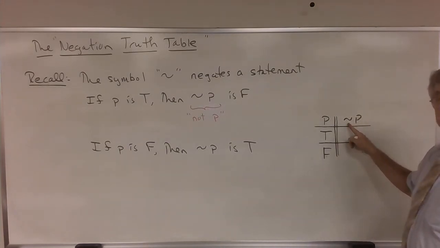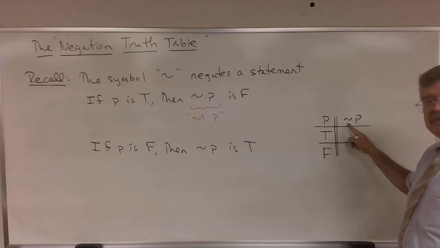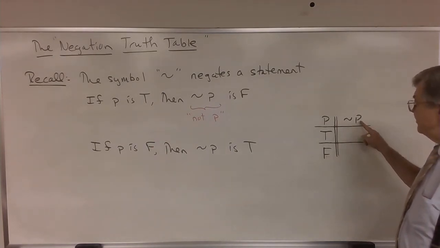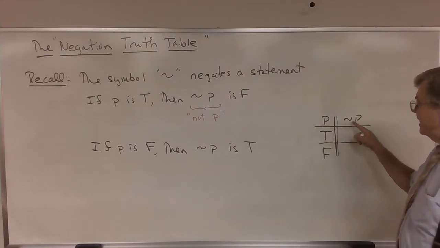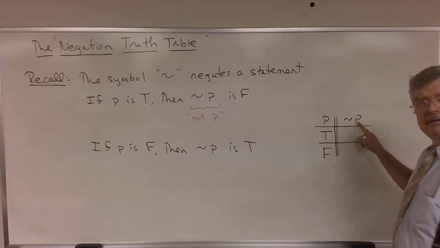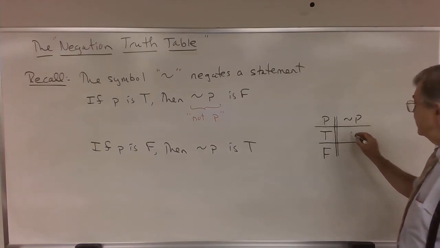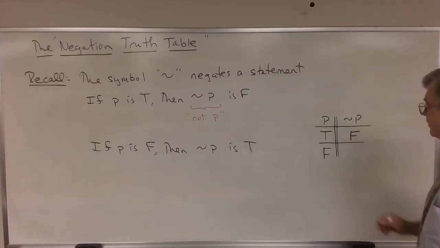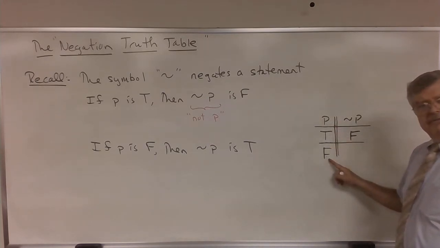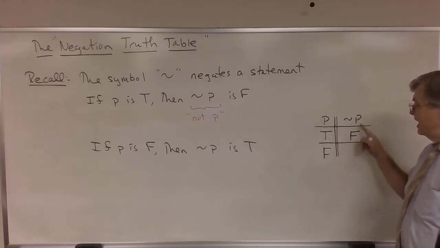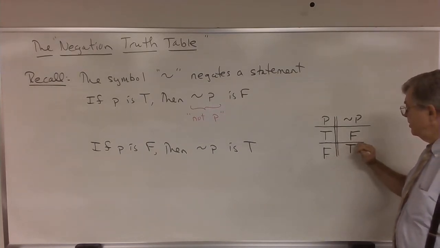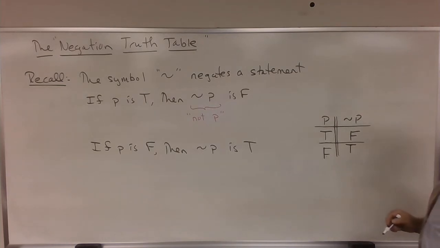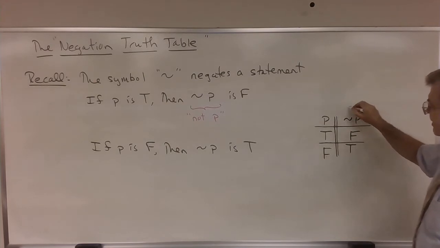And remember what this symbol does. It changes the truth value of the statement that follows. So if P is true, then not P is what? False? Okay. Well, suppose that P is false. Then not P is what? True. And this is the truth table. This is the truth table for the negation of a statement.